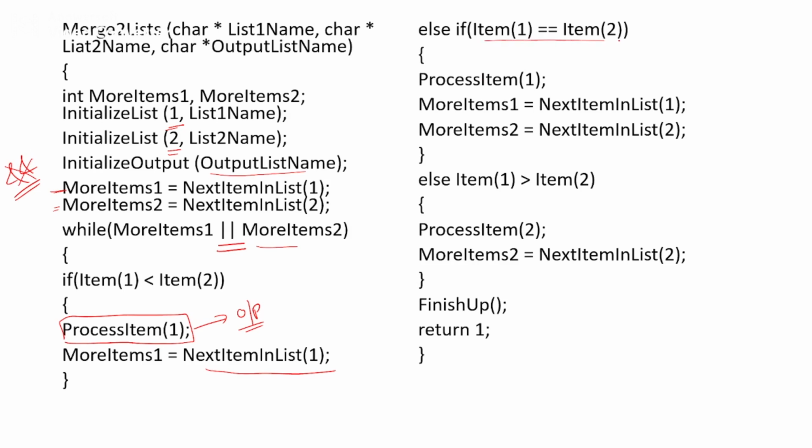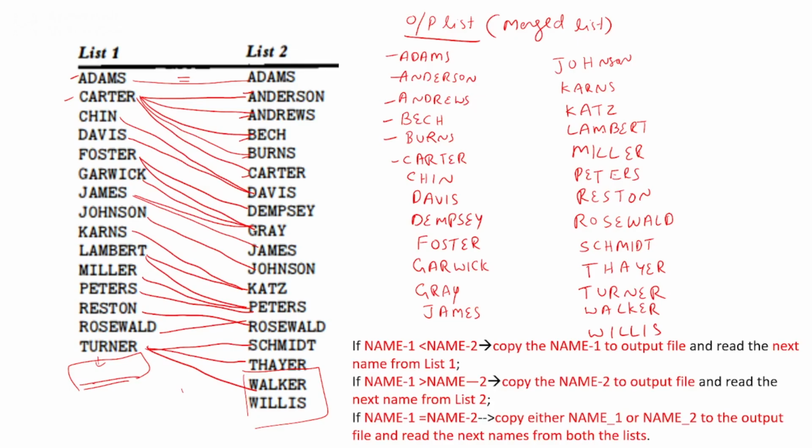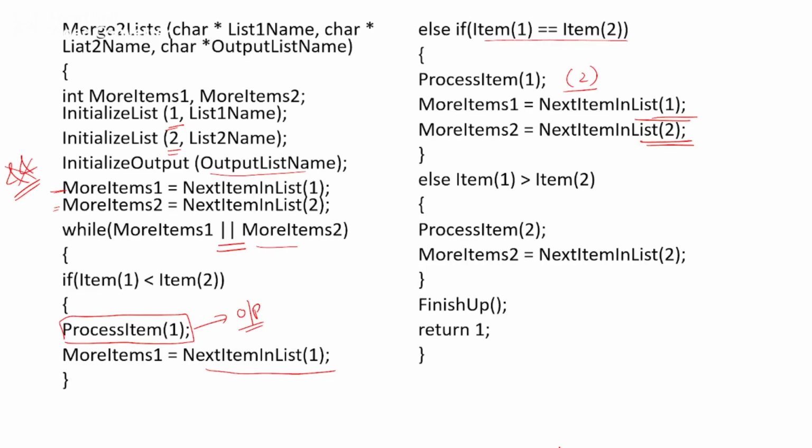Else, if item 1 is equal to item 2, what you need to do? You need to process either item 1 or item 2. Anything is fine. Here I have taken process item 1, either name 1 or name 2. Then more item 1 you are going to take from list 1, and more item 2 you are going to take from list 2. This is the step: if name 1 is equal to name 2, copy either name 1 or name 2 to the output list and then read the next name from both the files.